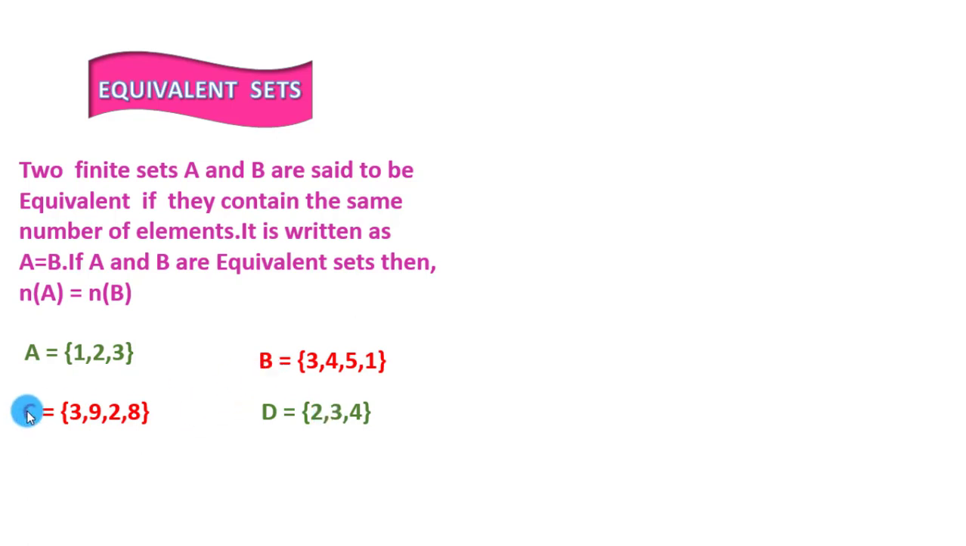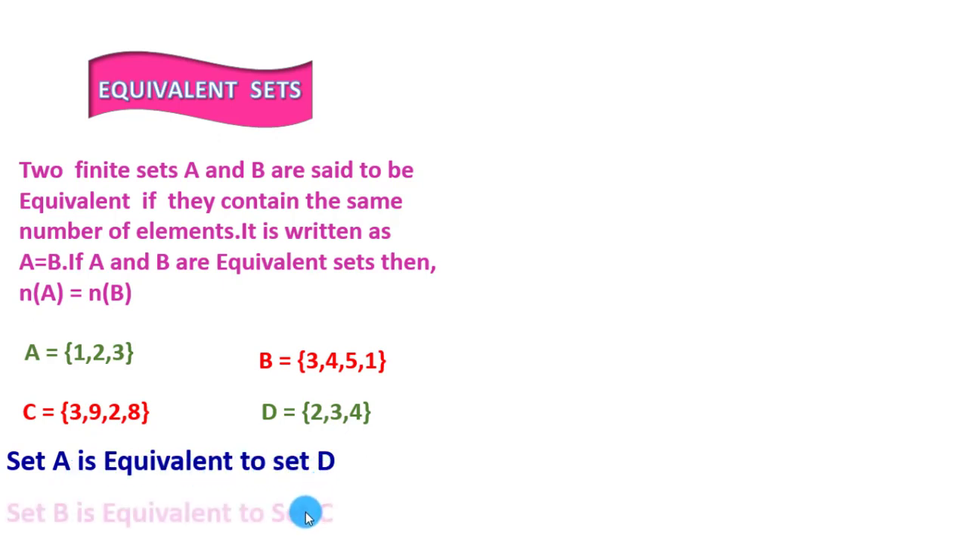Similarly, B and C have an equal number of elements. Here 4, here 4. So, we define set A is equivalent to set D and set B is equivalent to C. That is, A is equivalent to D and B is equivalent to C.